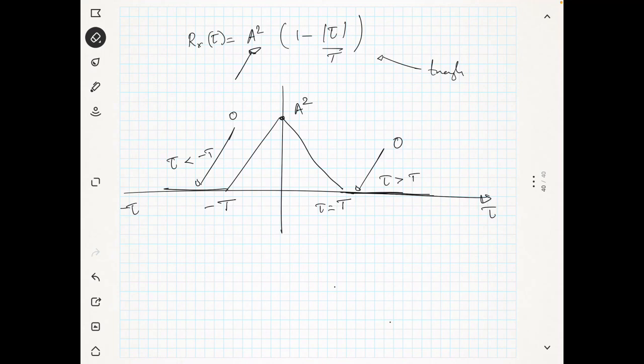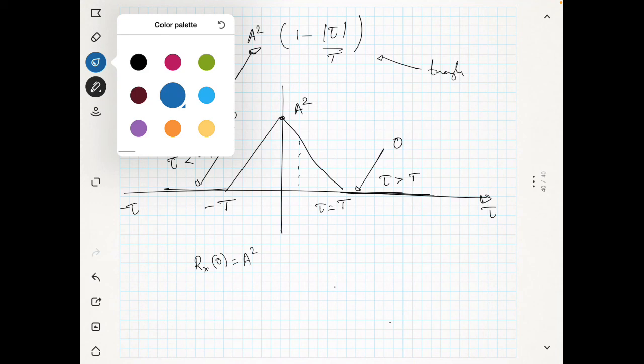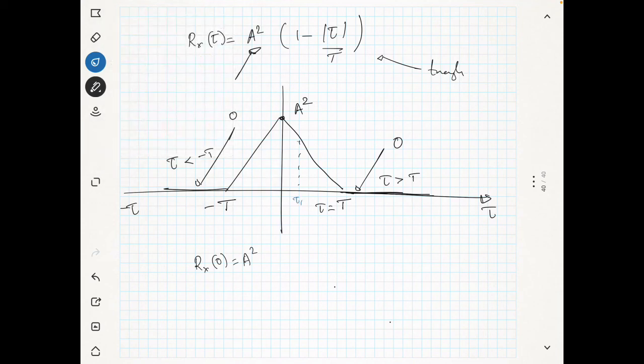Now you can see many properties here. You can see Rx of 0 is equal to a square, and also if you take a point tau 1, let's say, then this is minus tau 1, and both these values are the same, then Rx of tau 1 will be equal to Rx of minus tau 1. Many things you can see, and Rx of tau will be equal to 0 for tau greater than or equal to t.